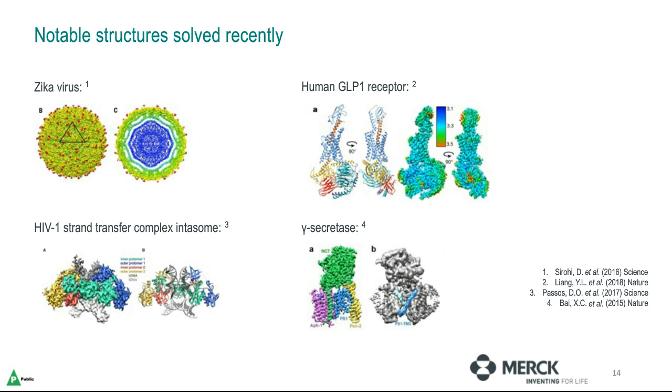The dysfunction of this protein causes the accumulation of beta-amyloid peptide that is believed to be one of the causes of Alzheimer's. In the top right, you have the human glucagon-like peptide 1 receptor in complex with a peptide and a G protein heterotrimer.